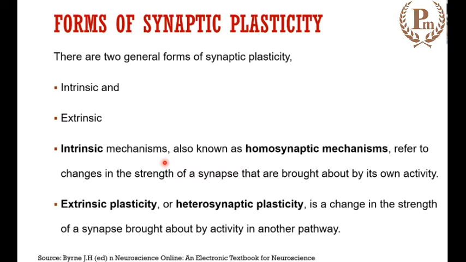Now, the first thing we should know is what are the forms of synaptic plasticity. Generally, there are two forms of plasticity. One is called the intrinsic or the homosynaptic mechanism. The other is called the extrinsic or the heterosynaptic plasticity. The homosynaptic mechanism is like a feed-forward system, where one presynaptic is involved with one postsynaptic. And here it refers to the changes in the strength of a synapse that are brought about by its own activity. So the synapse itself has some activity which is changing the plasticity.